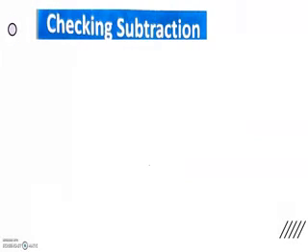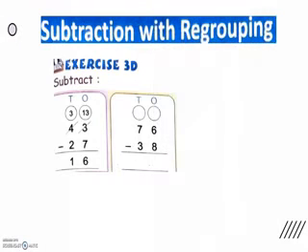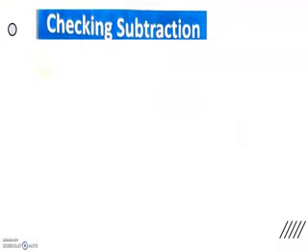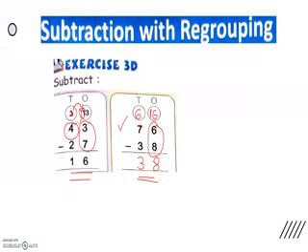Now we can see how we can check the subtraction. If we do any subtraction and if we have any doubt in the answer, we can check whether our answer is right or not. How can we do that? If we take 43 minus 27, you will get 16 as the answer.